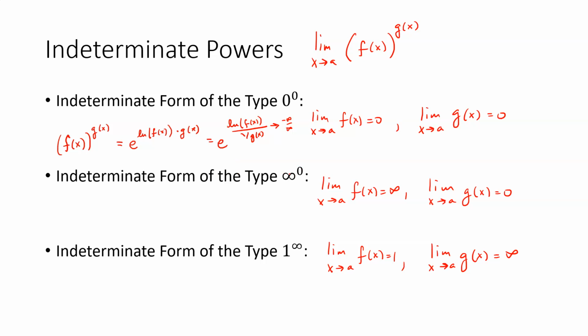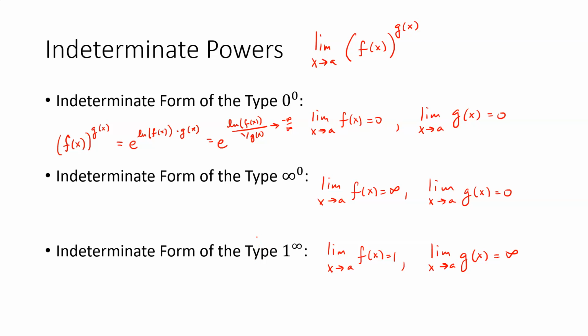Same here, right? If f of x goes to infinity, then ln of f of x goes to infinity, and 1 over 0 goes to infinity, right? So infinity to the power of 0 will be able to transform into the infinity over infinity form, and then 1 to the power of infinity will be where ln of 1 is 0. So you got 0 upstairs, and then 1 over something that approaches infinity also goes to 0. So that will transform it into the 0 over 0 form.